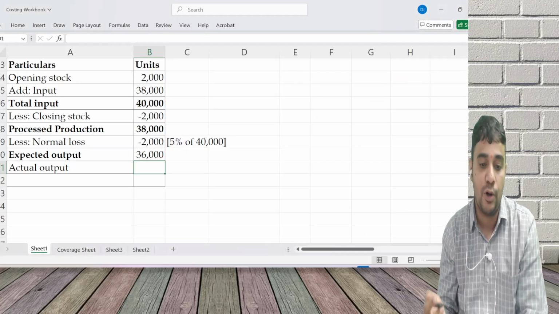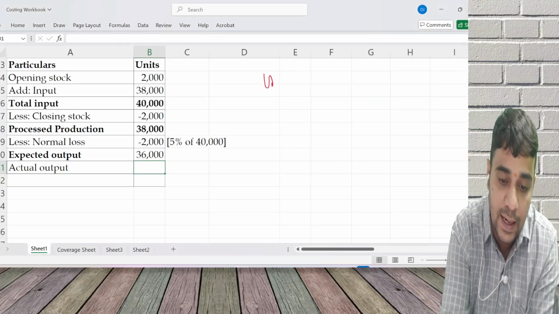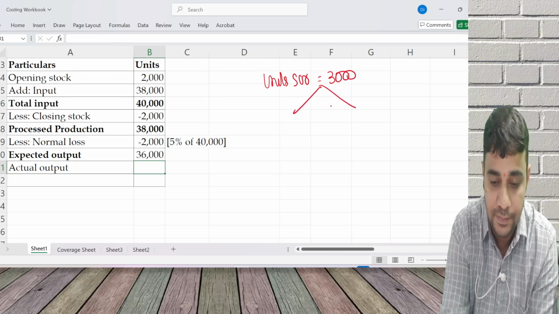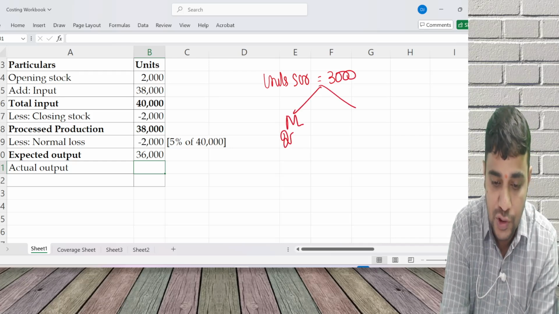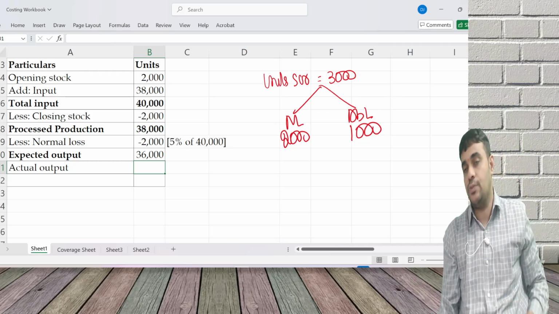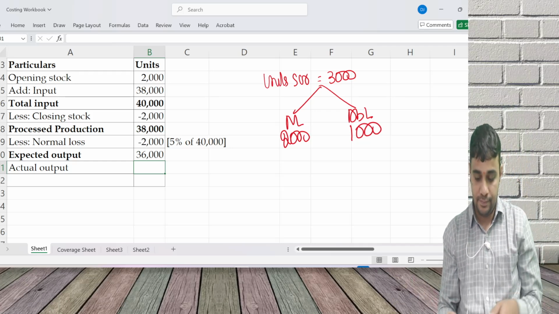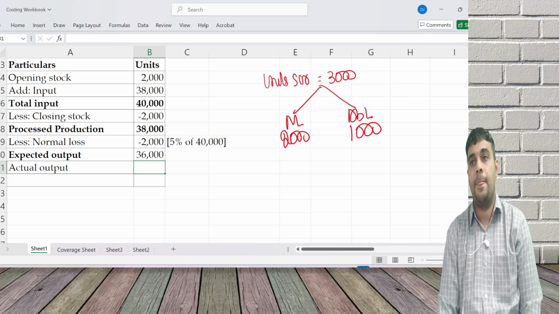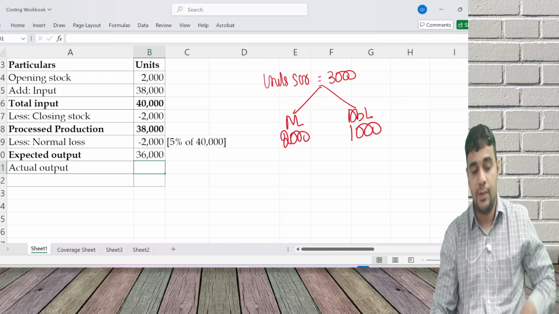So below the input output statement, units scrapped equal to 3000, split as normal loss 2000, abnormal loss 1000. Any doubts on this?